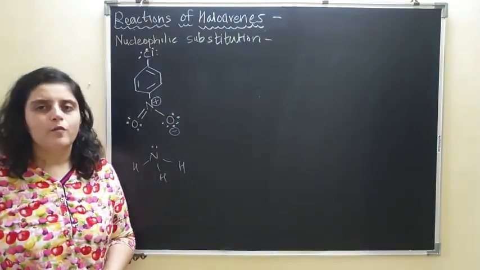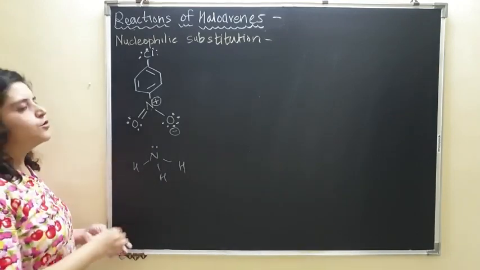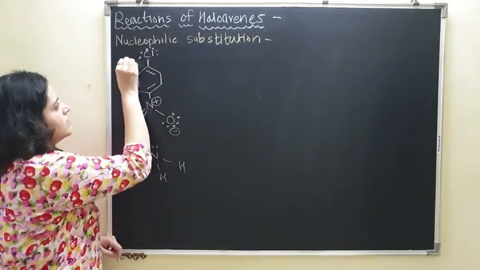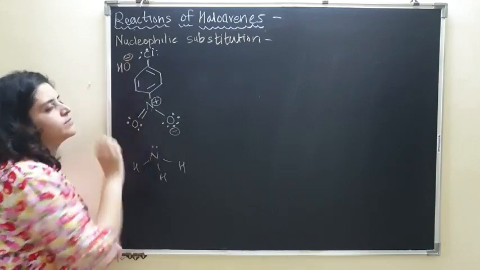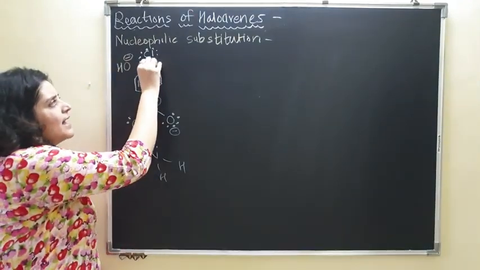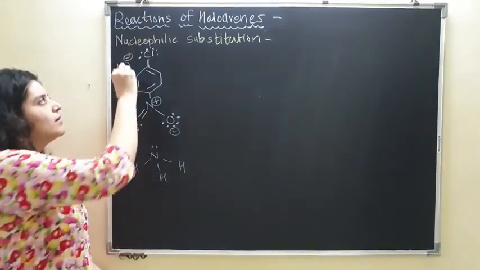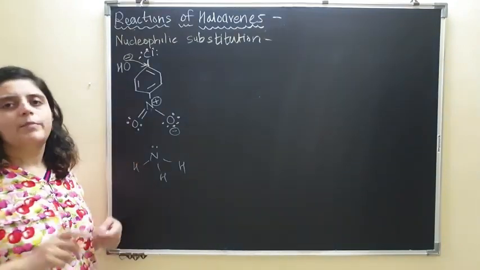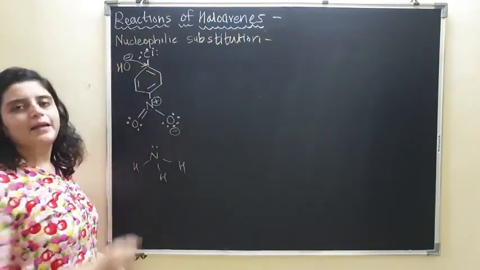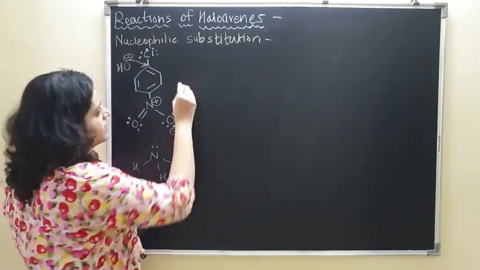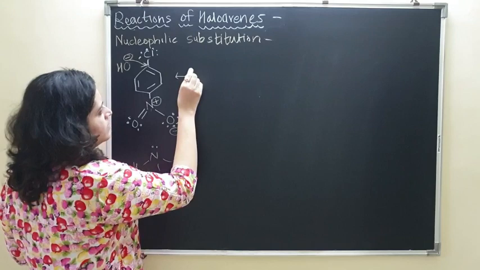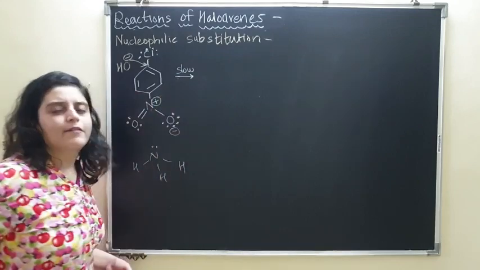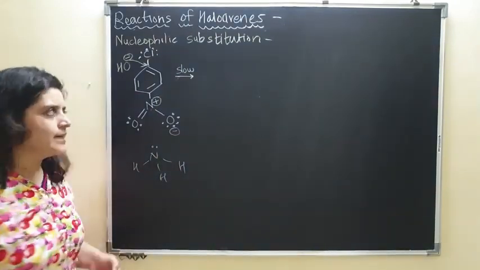Now what is going to happen over here is attack of the nucleophile. Imagine that there is a nucleophile, OH minus. This OH minus will attack this carbon atom like this. After the attack, there will be a bond formation between this carbon and oxygen. The first step over here is the slow step.